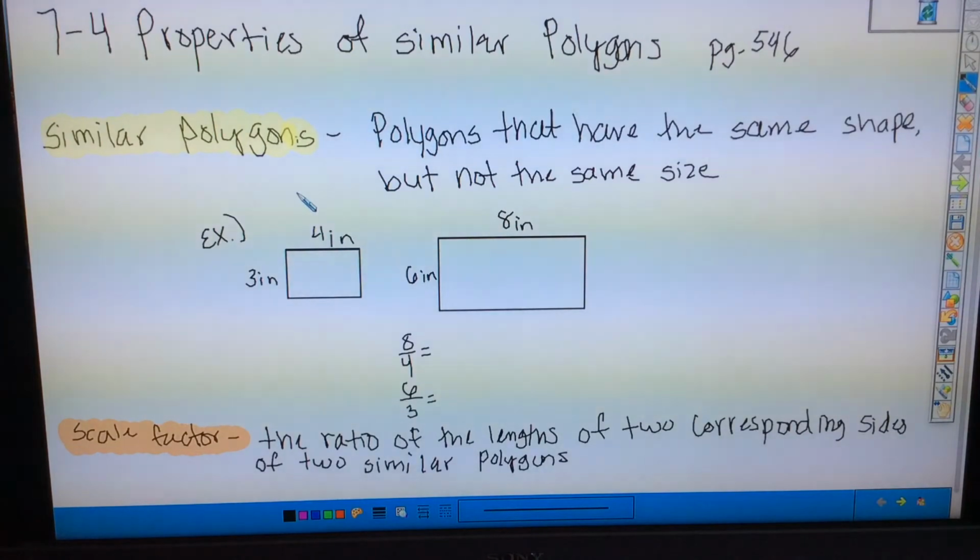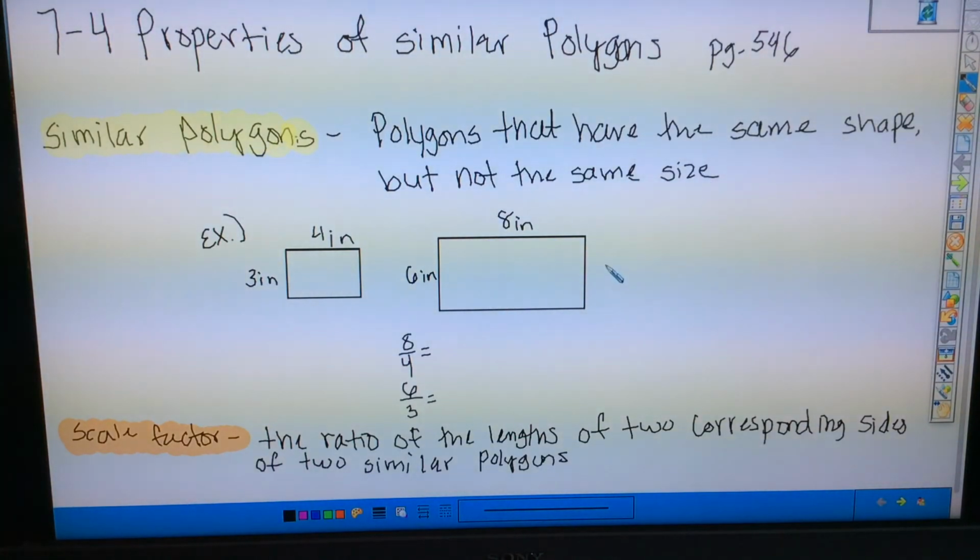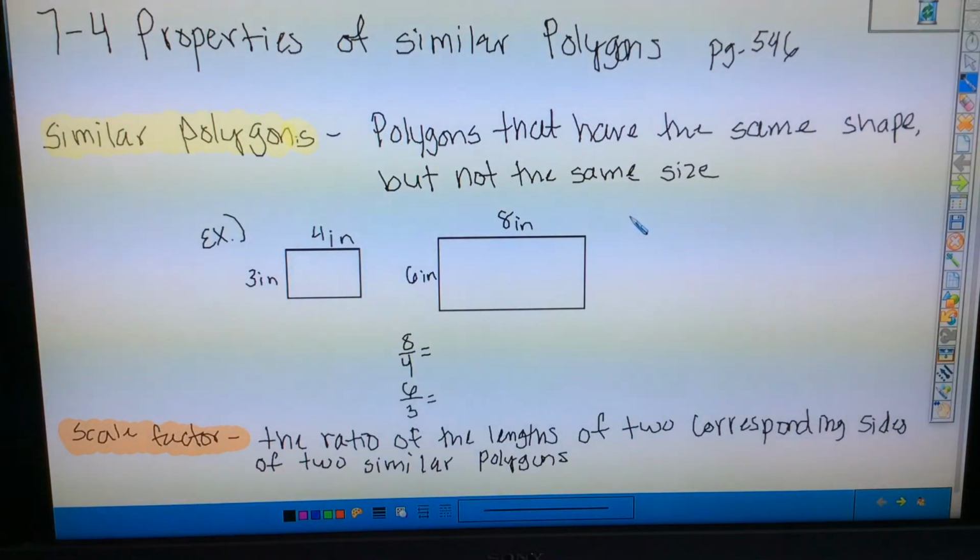I have a couple of vocab words. The first one is similar polygons. It's just what it sounds like: polygons that have the same shape but not the same size. So recall that similar means same shape but different size. Down below we have an example of a rectangle that's 3 by 4 inches, and then another rectangle that is 6 by 8 inches.